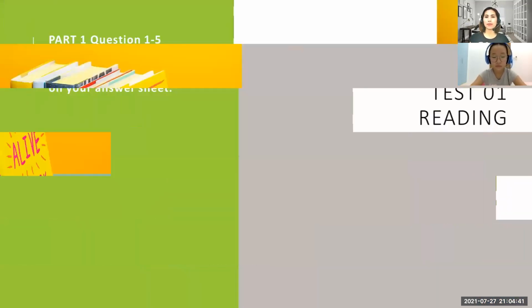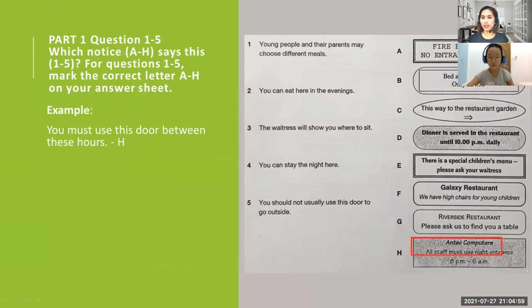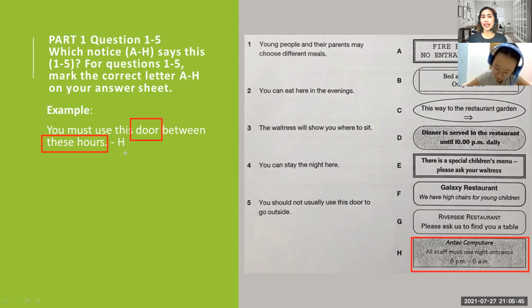Okay, we have one example. Here you go. Example: You must use this door between these hours. The answer is H. Look at H. Would you please read the notice in H? Computers. All staff must use night entrance 8 p.m. to 6 a.m. Okay, so look, which door must we use in this notice? Which door? The night entrance. Yes. And it says between these hours. What time must we use the night entrance?